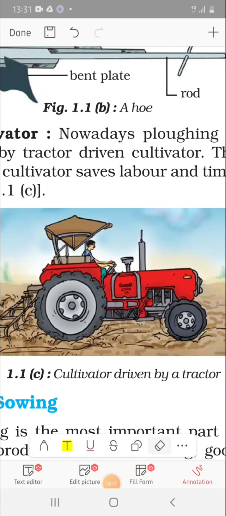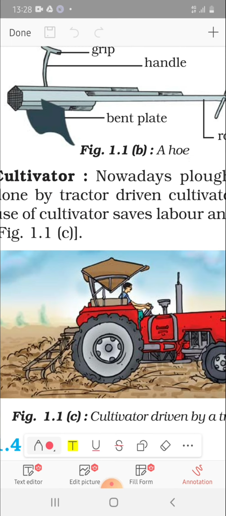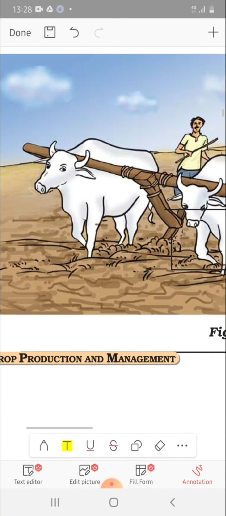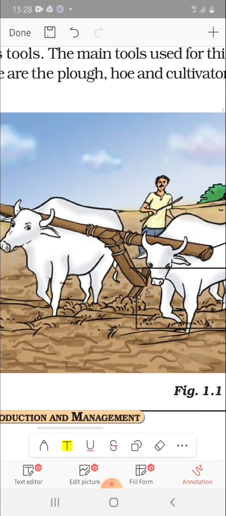Hello students, here I show you some pictures. This is a cultivator driven by a tractor. This is a hoe. Another one I show you. This is a plow, right? So these are agricultural implements, or the tools used by farmers to cultivate the land.